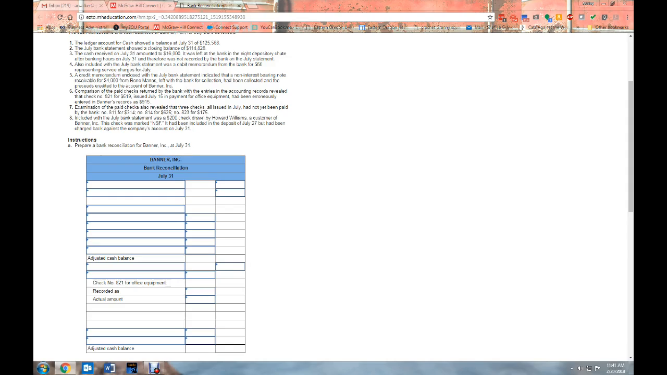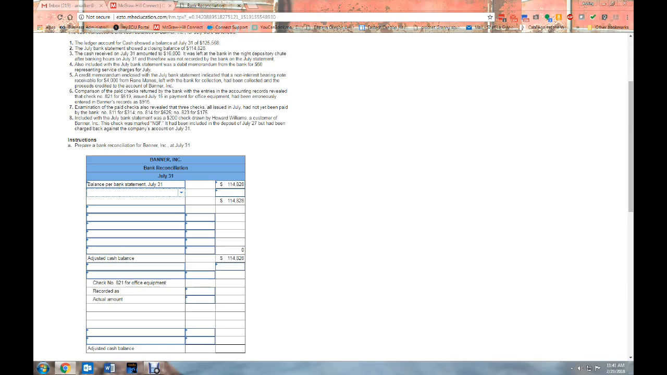And then I look at number two and I see the July bank statement showed a closing balance of $114,828. If the bank statement shows a closing balance, that has to be the balance per the bank statement. So I'm going to go into my bank reconciliation statement. Balance per accounting records, that's me, I'm the depositor. So this has to be the balance per the bank statement as of July 31st. So our balance is $114,828.